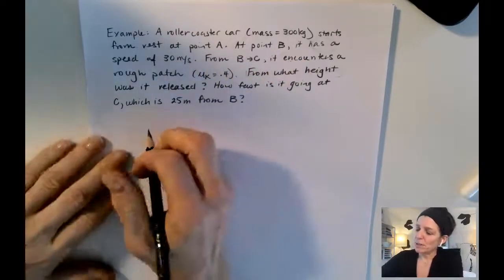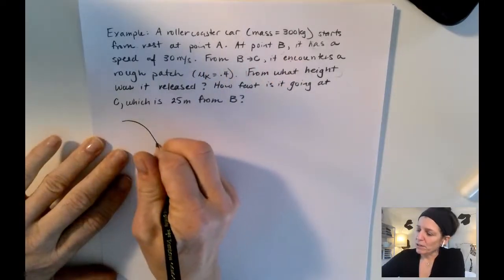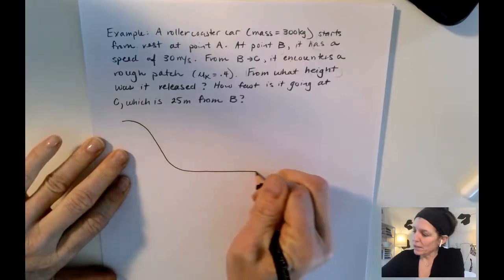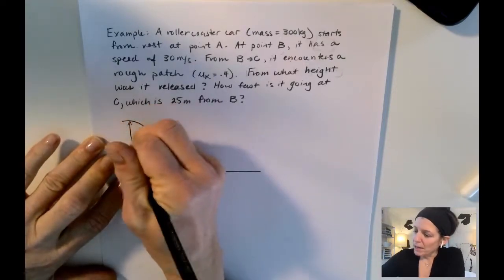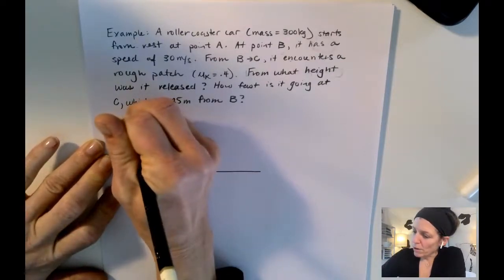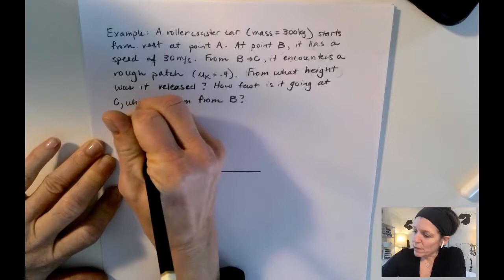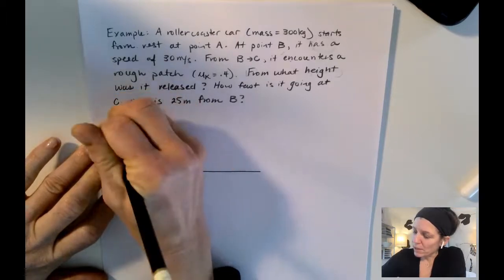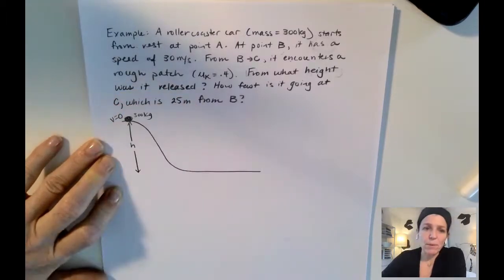So let's draw a picture. We have a roller coaster, just like the one I drew in class. Up here at a height h is the roller coaster car. It has a mass of 300 kilograms and a velocity equal to 0 at that point.